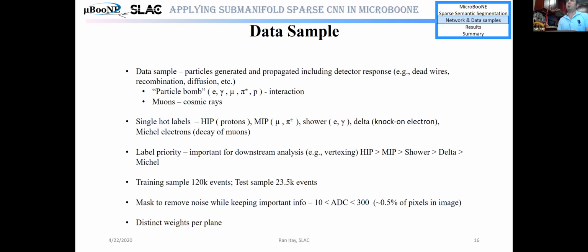We've produced a training sample of about 120,000 events with a test sample of about 23.5 thousand events. The mask we use is meant to remove noise while keeping important information. So our threshold is ADC counts above 10 and below 300. And this corresponds to the 0.5% of pixels I was talking about. And finally, we treat each plane on its own, so there are distinct weights per plane. There is no information shared between the planes at the moment.